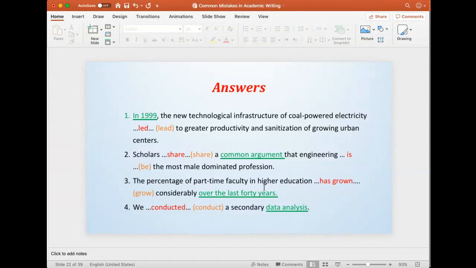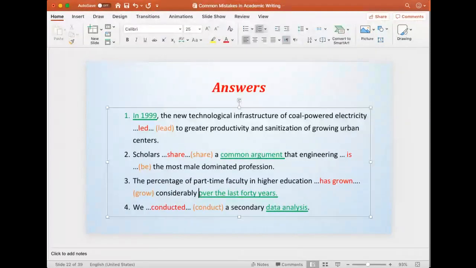Number 3, the percentage of part-time faculty in higher education has grown considerably. So this is a change over time because we mentioned that over the last 40 years. Here we have a progress. We have a changing. So we have to use the present perfect. And the last one, we conducted a secondary data analysis. Conducted. So this is something in the past.